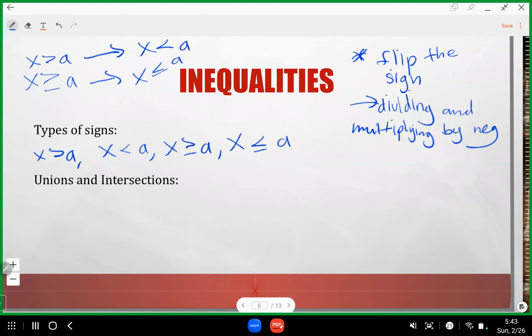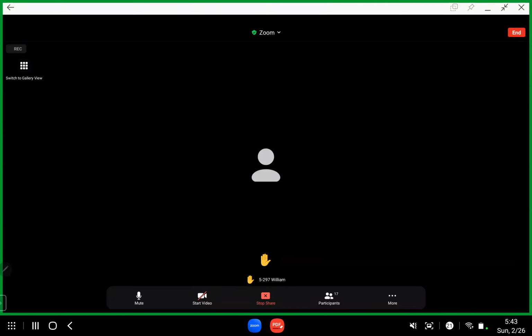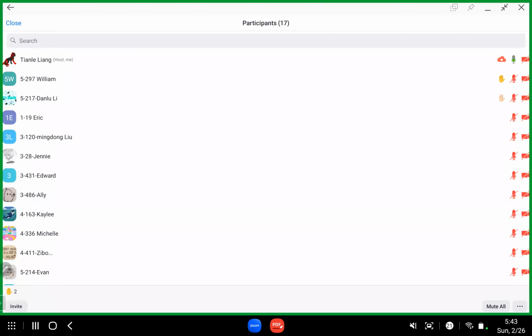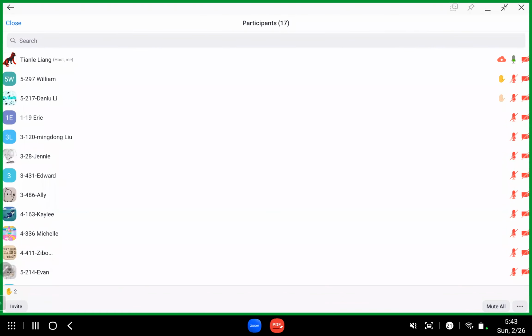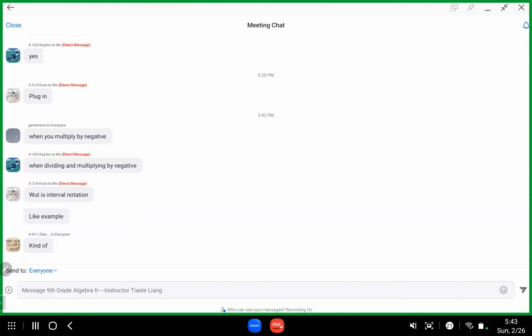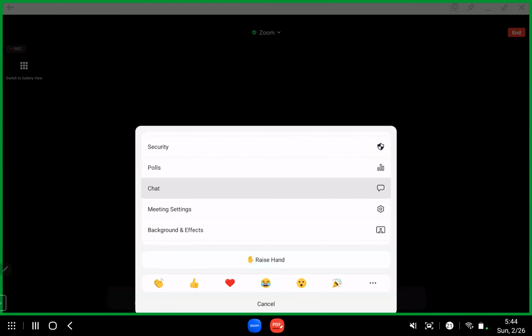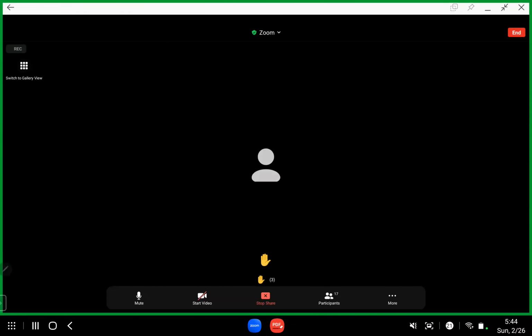So just a show of hands, how many people know or are familiar with interval notation? So if you're familiar with interval notation, raise your hand, or type in the chat if you want to. So who is familiar with interval notation? If you forgot, that's fine. So I don't think many people are that familiar with interval notation. Okay, kind of, right? Kind of. So I think a lot of people are in that region of kind of familiar with interval notation.